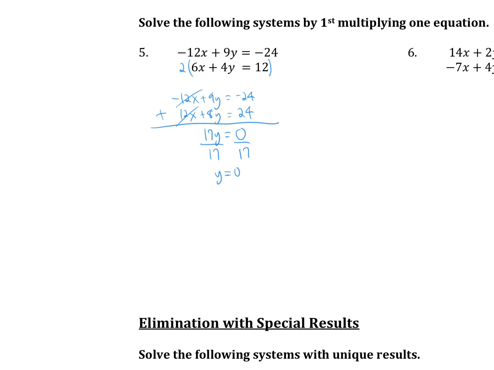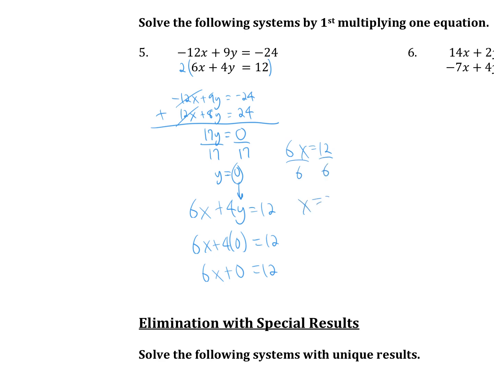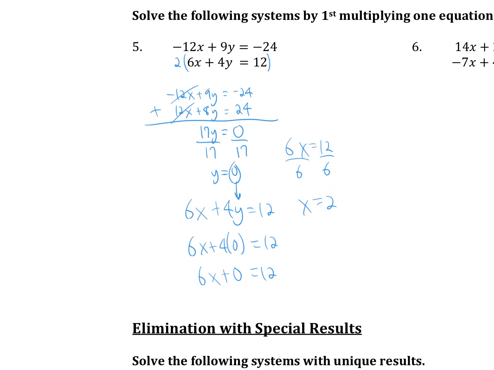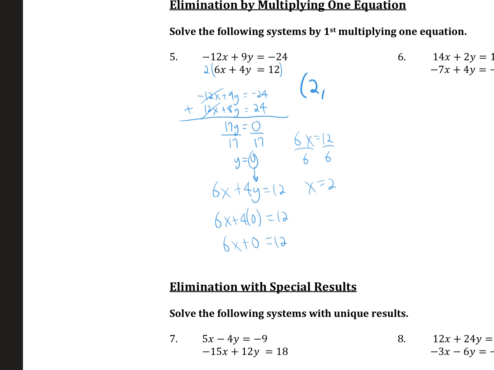Which equation do you want to plug into now to solve for x? I might do the 6x plus 4y one. We're going to plug in 0 for y, so we have 6x plus 4 times 0 equals 12. So 6x plus 0 equals 12. 6x equals 12. Divided by 6. X equals 2. So our answer is going to be 2, 0.